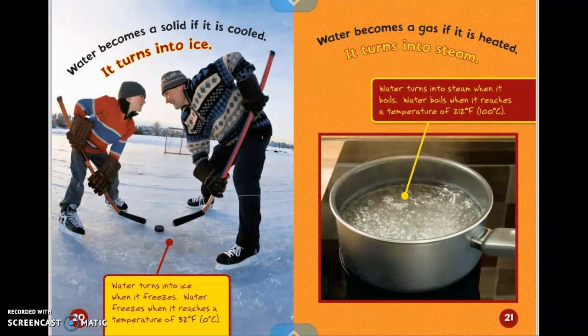Water becomes a solid if it is cooled. It turns into ice. Water turns into ice when it freezes. Water freezes when it reaches a temperature of 32 degrees Fahrenheit or 0 degrees Celsius. Water becomes a gas if it is heated. It turns into steam. Water turns into steam when it boils. Water boils when it reaches a temperature of 212 degrees Fahrenheit or 100 degrees Celsius.